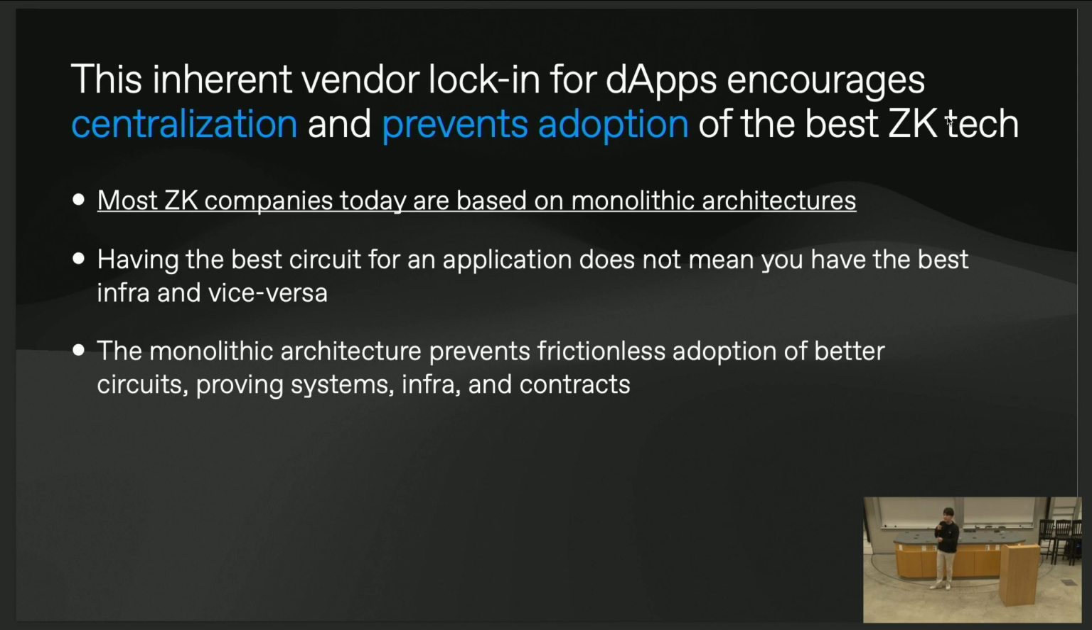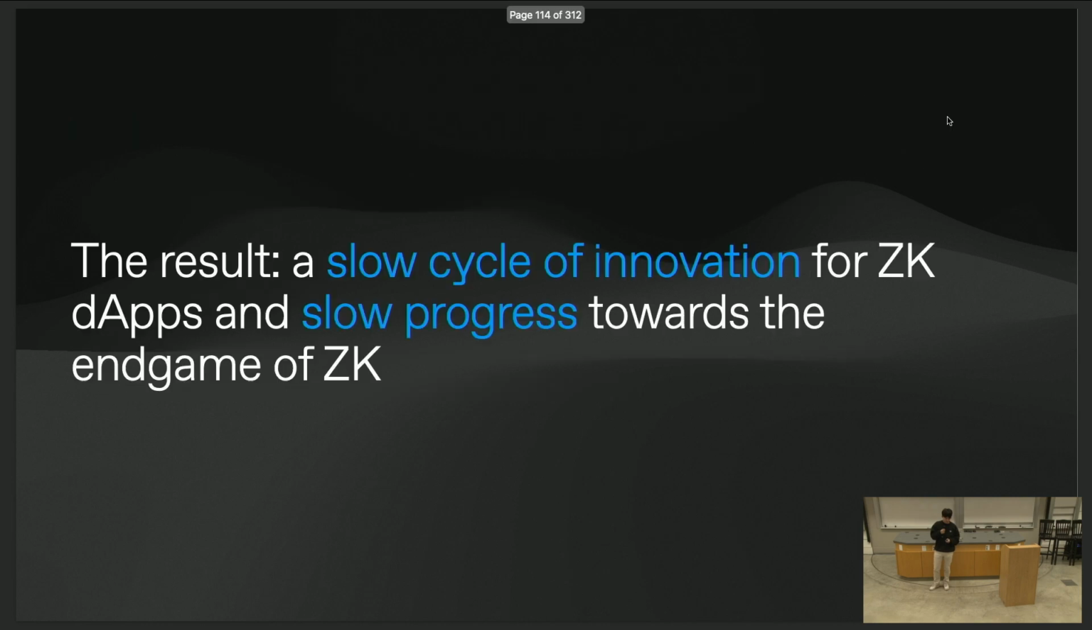But in my opinion, in a truly efficient market, end dApp developers should use the best circuits for their task, the best infrastructure for their task, and the best contracts for their path. Inherently it feels like there's a lot of friction to adopt new, interesting, and better systems. So the result of all this is that the current ZK landscape has a really slow cycle of innovation for dApps, and it slows the progress toward the adoption of endgame and new proving systems.